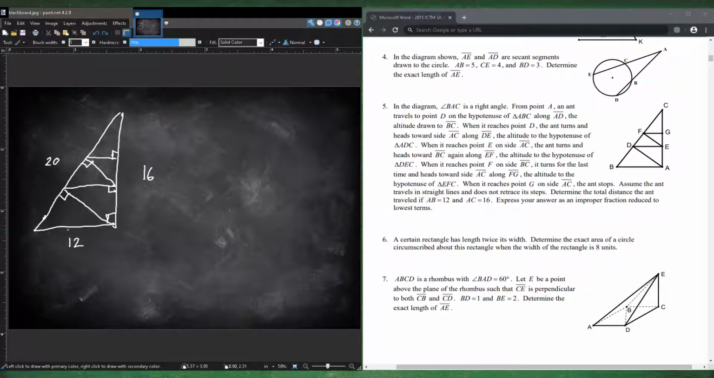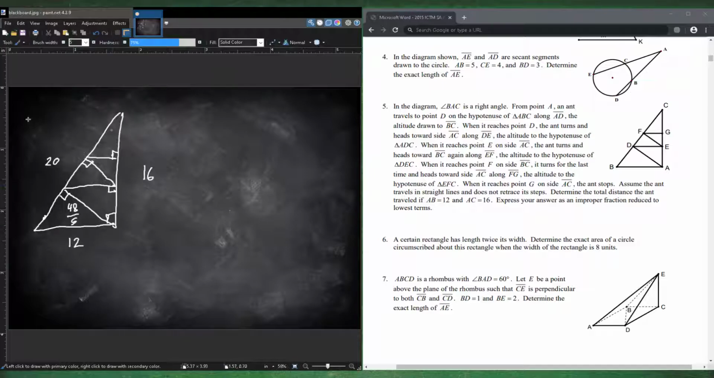To find the length of the altitude, we use the area of this triangle, which is 12 times 16 divided by 2, right? Base times height divided by 2 is equal to the hypotenuse, which is 20, times the altitude divided by 2. The area has to be the same. So that tells us the height is 12 times 16 divided by 20. So that's 48 over 5. So now we need to get this length.